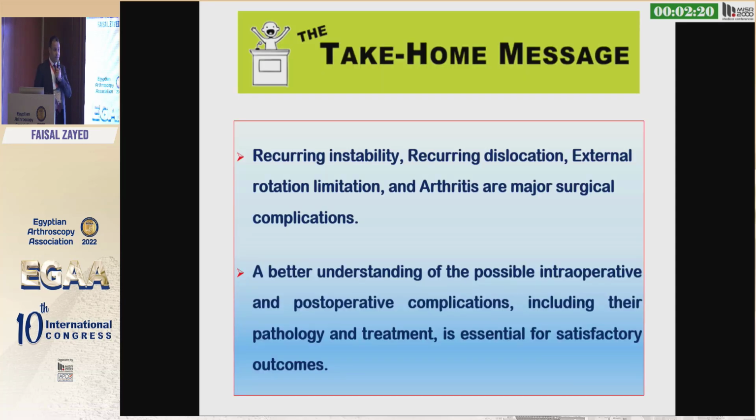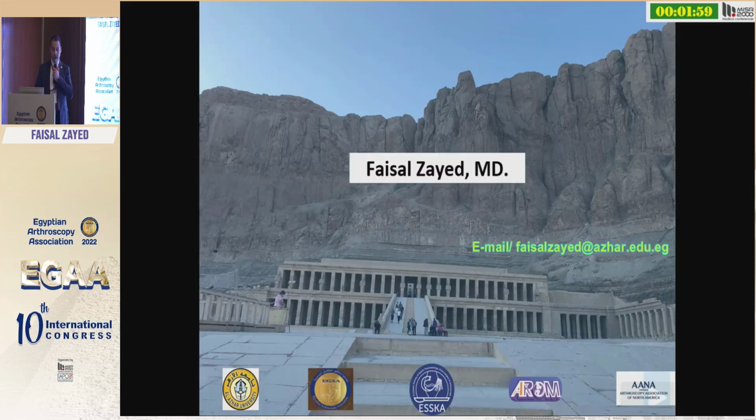To summarize and take home message: recurrent instability, recurrent dislocation, external rotation limitation, and arthritis are major surgical complications. A better understanding of possible intraoperative and postoperative complications, including their pathology and treatment, is essential for satisfactory outcomes.